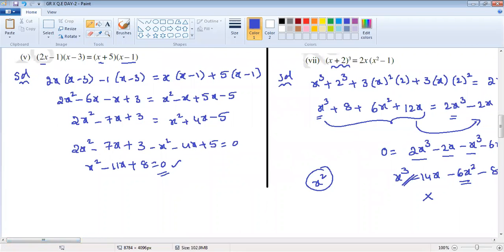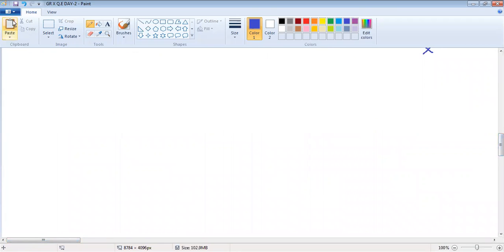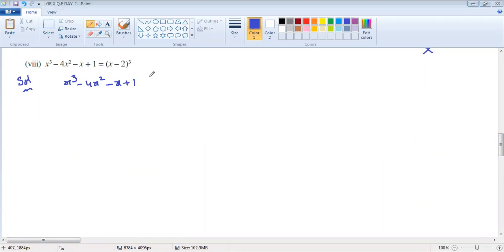Next. Yes, sir, one more question. Then here also, what are you trying to do? Expand it. See, the left side has nothing to do because it is already expanded: x cube minus 4x square minus x plus 1. Okay, then here (x minus 2) whole cube. Then what can you write? a cube minus b cube minus 3a square b plus 3ab square: x cube, minus 3 into x square into 2, plus 3 into x into 2 square.